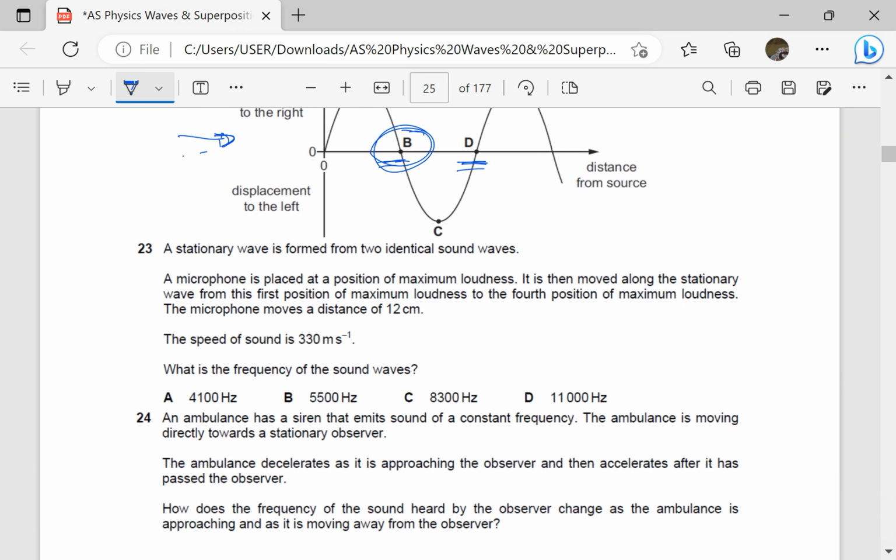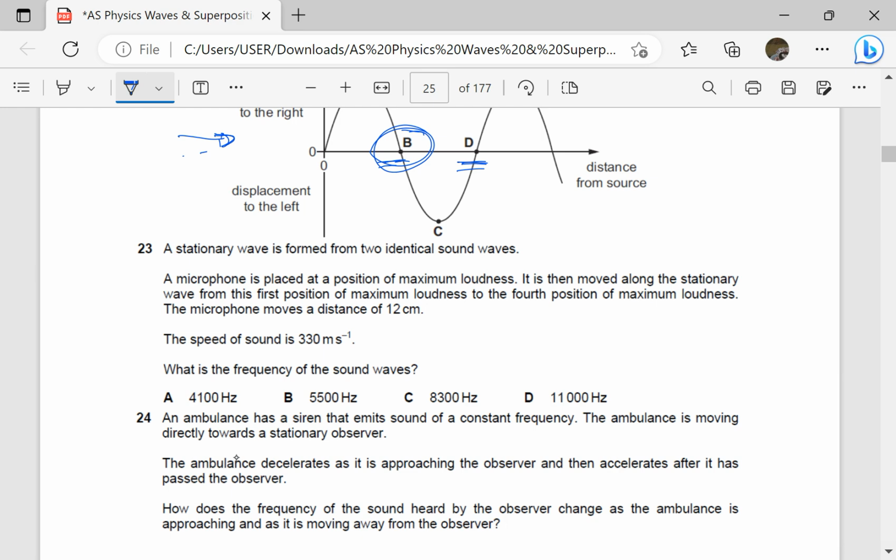A stationary wave is formed from 2 identical sound waves. A microphone is placed at a position of maximum loudness. It is then moved along the stationary wave from this first position of maximum loudness to the fourth position of maximum loudness.